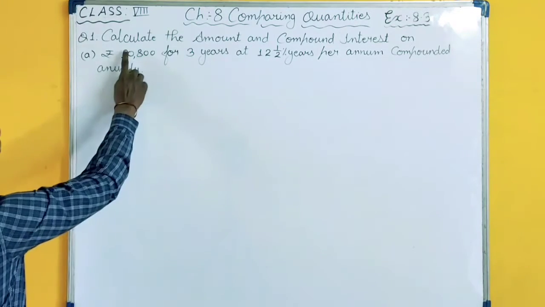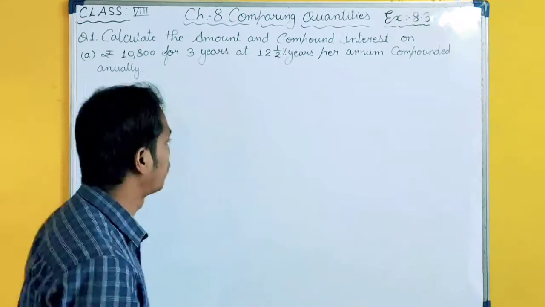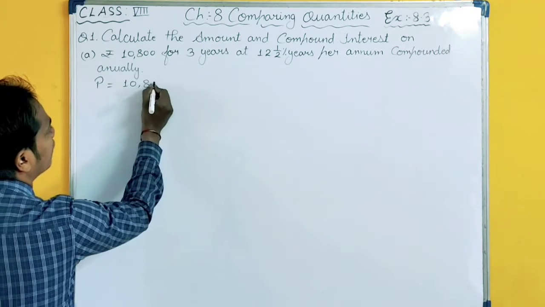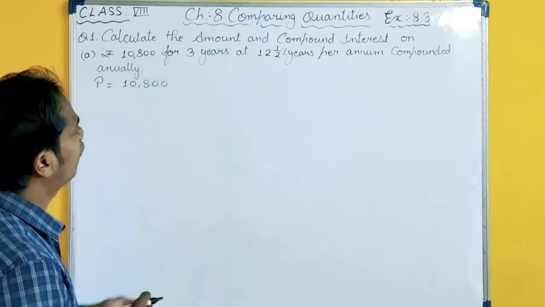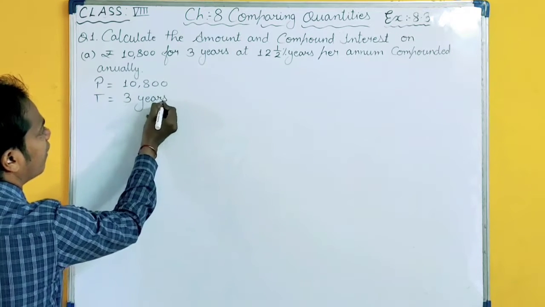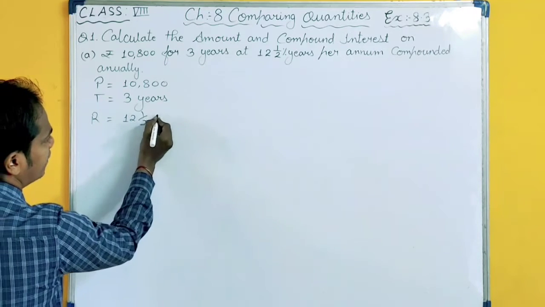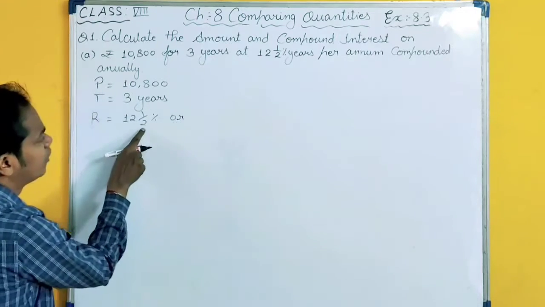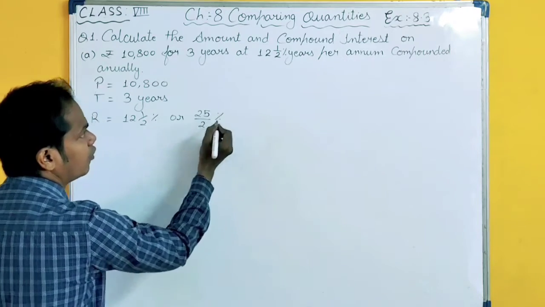Now rupees 10,800. What is this rupees 10,800? This is your principal amount. Suppose I am writing here P for principal. We have taken a loan of rupees 10,800 for 3 years. So this 3 years is your time. At what percent? Your rate percent is 12.5%. And when you calculate this 12.5, it will become 25 upon 2%.